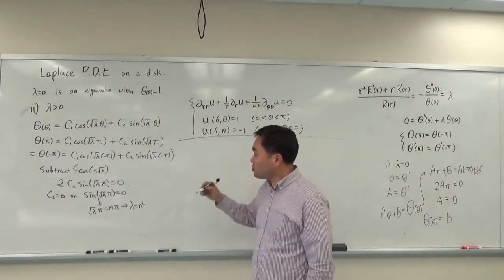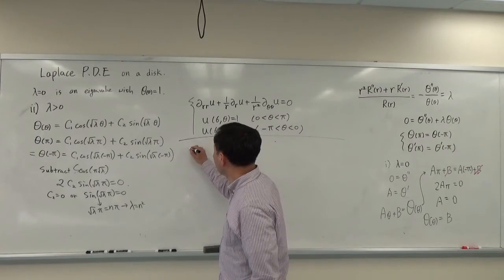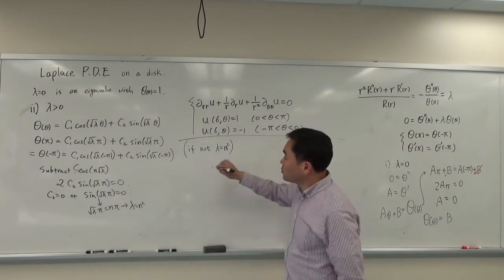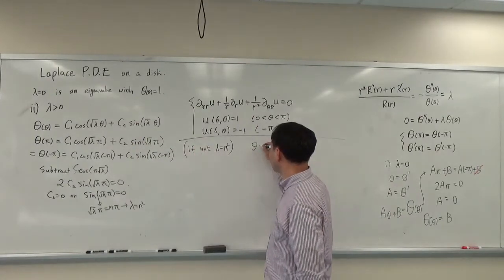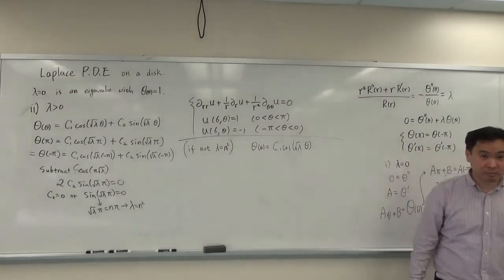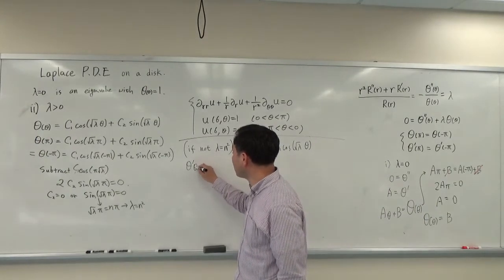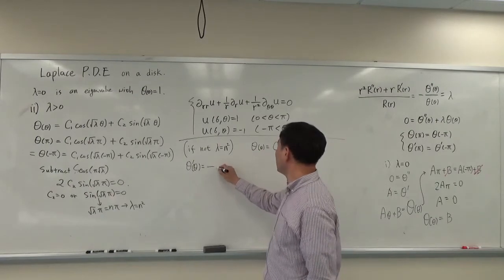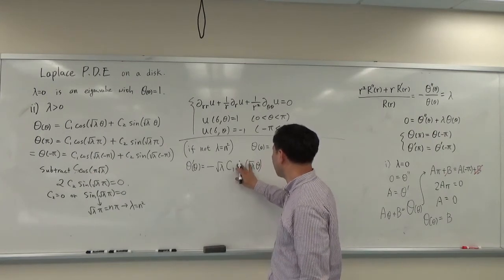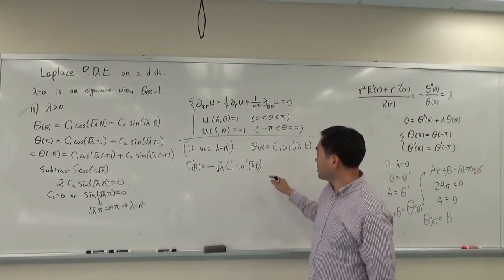All right. Okay, but what if C2 is 0? If not lambda equals n squared, then we end up having C2 as 0, so theta of theta would be C1 cosine of square root of lambda theta, right? Because C2 is 0, that's just the theta. Okay. Now you differentiate theta, which gives you negative square root of lambda C1 sine square root of lambda theta. The derivative of the cosine is negative sine. Okay? And for this one, I need to plug in pi and negative pi.